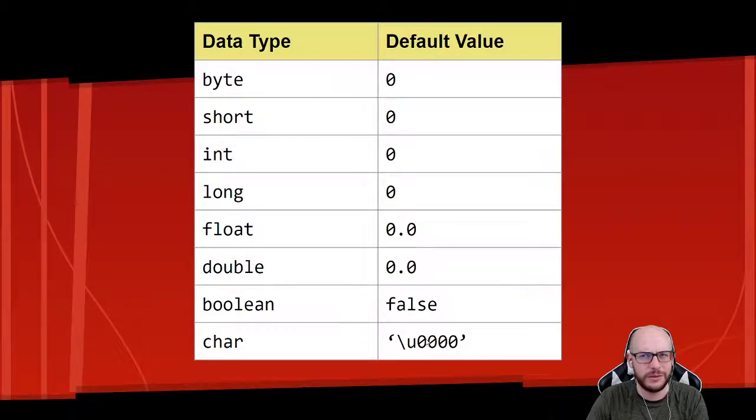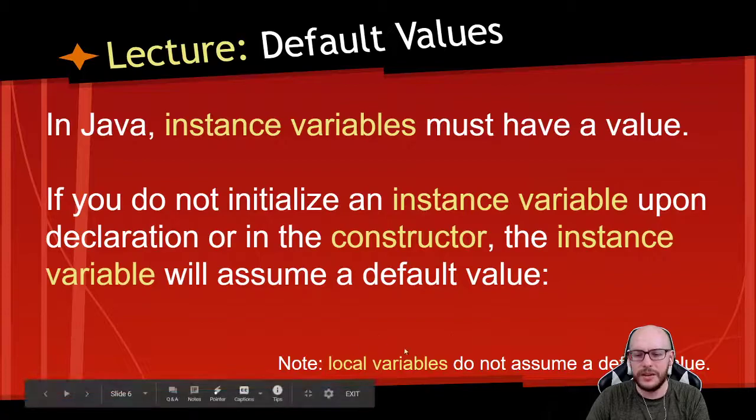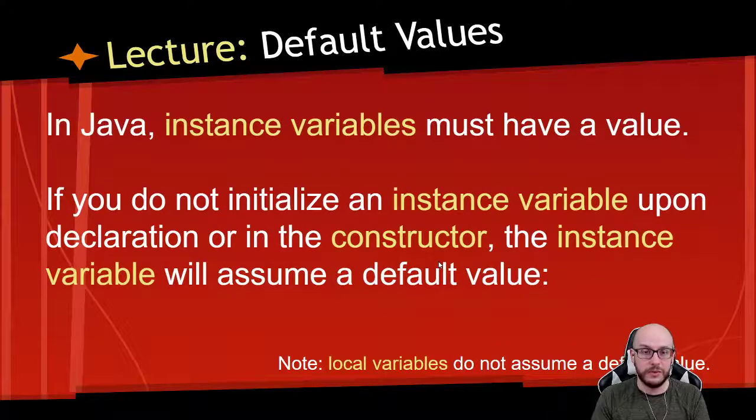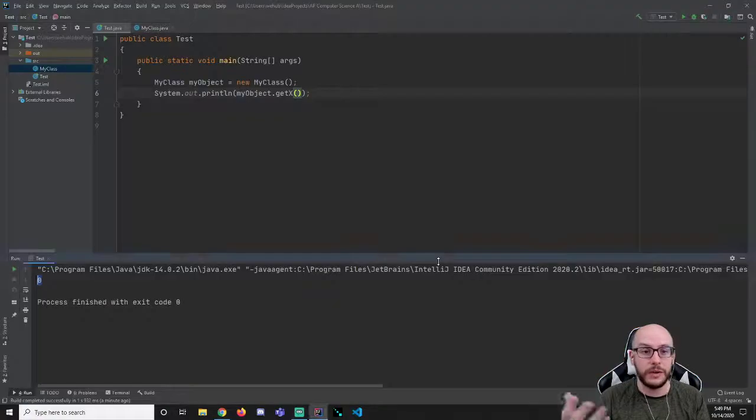Or it's 0 on the Unicode bitmap. I guess that's probably more accurate. Okay, there is this note here that I just kind of glossed over. We're talking about instance variables here, not local variables, right? Local variables are the ones that appear in methods or they're parameters in methods, right?